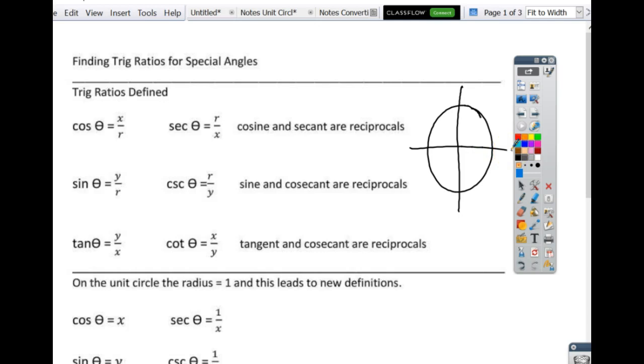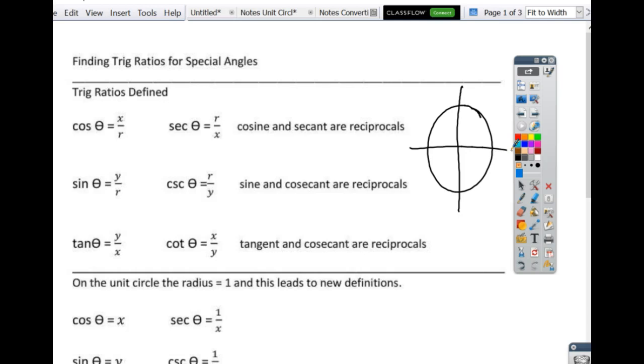You have a circle? Why isn't it on mine? Yeah, that's what happened. All right. You are babies. Okay.